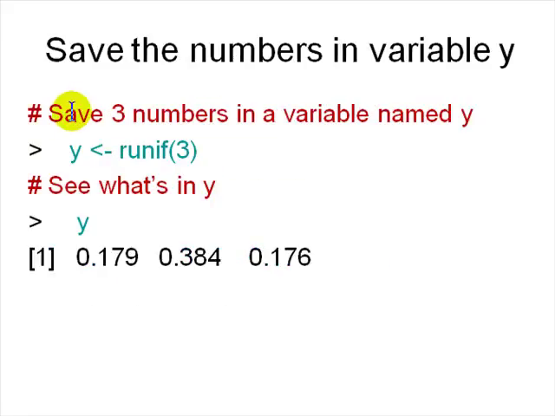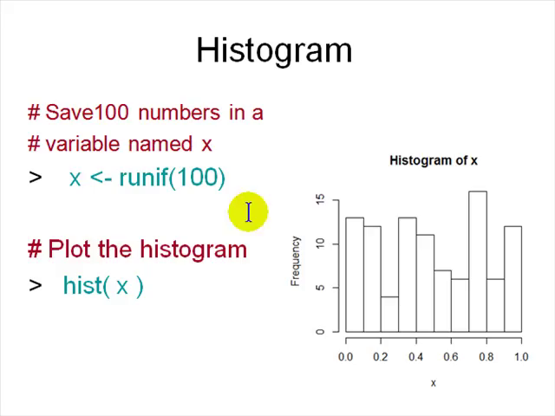And then what you could do is save it in a variable y. And then you can see what's in y. Now let's look at a histogram with a larger set. You generate 100 uniform random numbers and save it in x and plot x as a histogram. So this is a frequency plot of x.